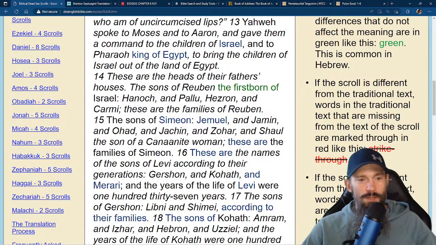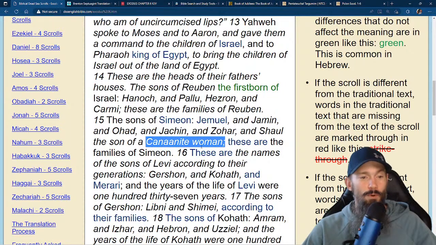The sons of Simeon, Jemuel and Jamin, and Ohad and Jachin, and Zohar and Shaul, the son of the Canaanite woman. These are the families of Simeon. And that's a big deal right there. That's the reason it says Canaanite woman, because they're not supposed to marry Canaanites.